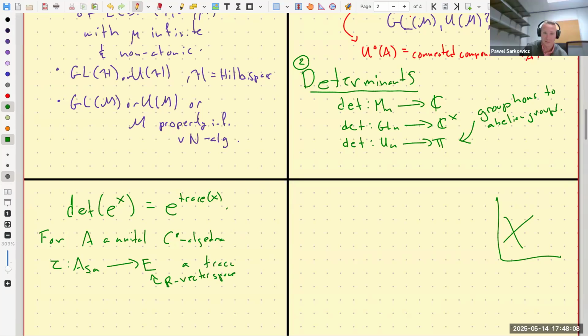Okay, let tau be a trace. This just means tau of a star a is tau of a a star for all a in A. A star a is always self-adjoint, so it's always positive. Well, it's always positive, so it's self-adjoint. And we want this to be an R-linear map, which is tracial.